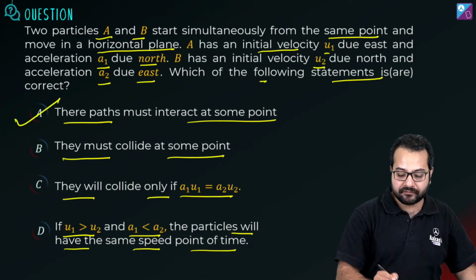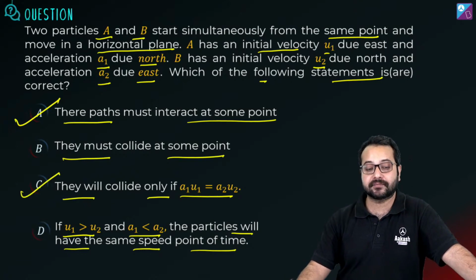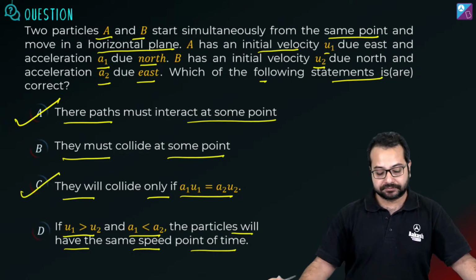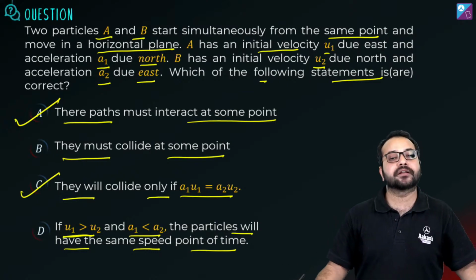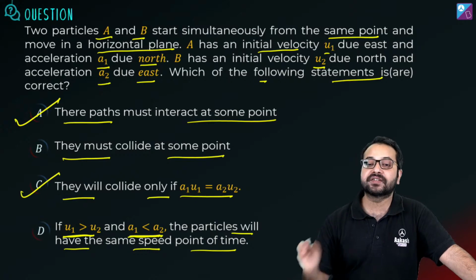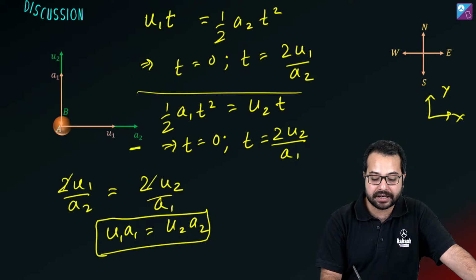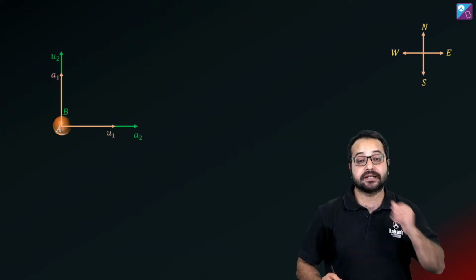So option A, we have figured out that that's correct. Option C, we have figured out it's correct. Now let's look at option D. Now if u1 is greater than u2 and a1 is less than a2, then the particles will have the same speed at some point of time. Okay, so now what are we comparing? We are comparing speed. Okay.